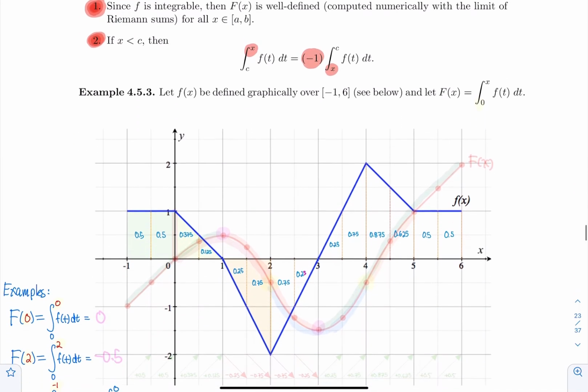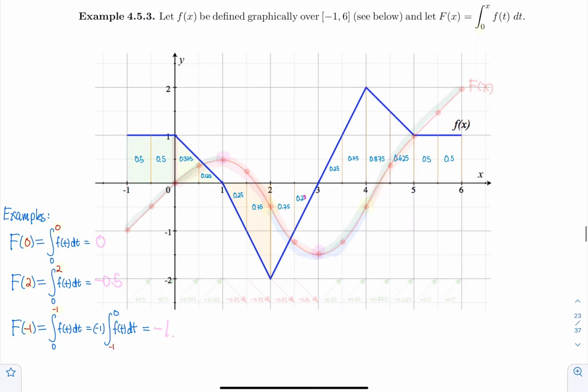So let's just construct an example of a surface function with the next example. Let small f of x be defined graphically over the interval [-1, 6]. And suppose that big F is the surface function that starts at 0 all the way up to x. So here x is the upper bound. So when we're asking you to compute outputs of big F, it's the definite integral between 0 and x. So we have the graph of small f, and we want to compute outputs of big F. So let's do some examples together to really feel how the surface function big F is constructed on top of the graph of small f.